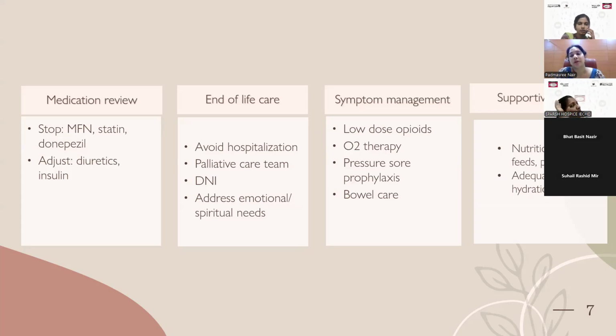Now, coming to supportive care, we've improved his nutritional quality. We switched over to RT feeds since he's been complaining of difficulty in swallowing. We've changed over to a Ryle's tube feeding, changed it to soft feeds, and we've increased his protein intake as well. And we've also ensured that he's taking an adequate amount of fluids.